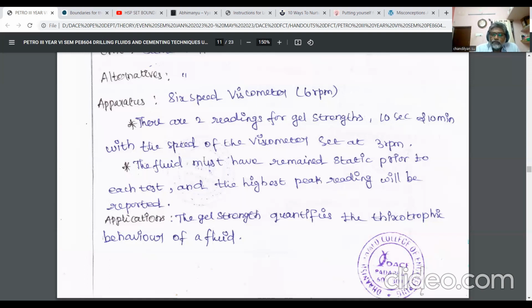Pour the drilling fluid into the Fann viscometer. Let it run. Keep the knob from the zero position to the low position, that is 3 RPM. Raise the knob, wait for 10 seconds, and note down the reading, that is theta at 10 seconds. Then wait for 10 minutes and take the reading again. What reading? The maximum deflection, the highest peak reading, is reported as the gel strength.